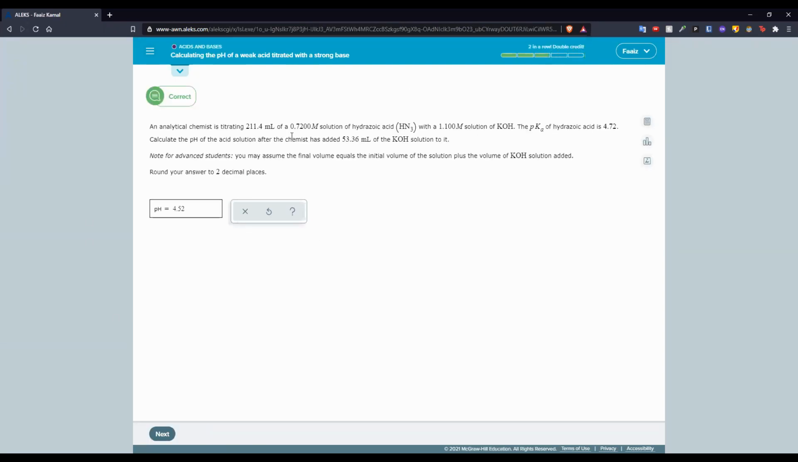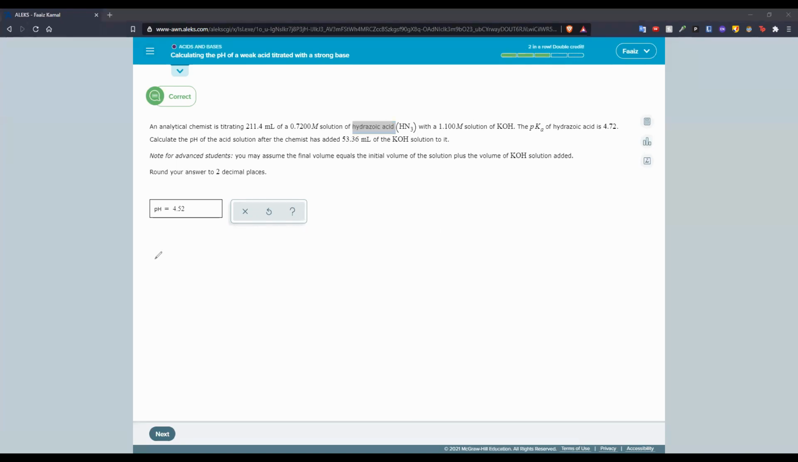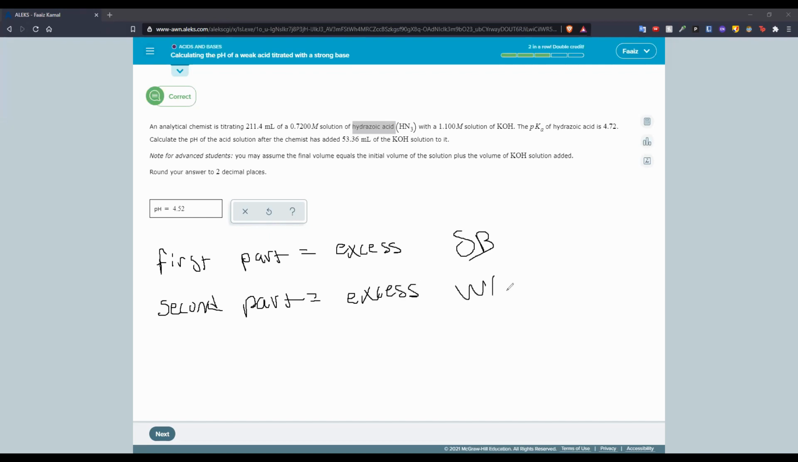And you'll only get those two types of questions where you either have excess strong base or excess weak acid. So the first part of this video equals excess strong base. And the second part of this video, excess weak acid. And to find what you have in excess, you remember you gotta do the equation of the weak acid plus the strong base into H2O plus the conjugate of this. And you gotta consider the moles of this and the moles of this. Whichever one you have more of is gonna be the excess.